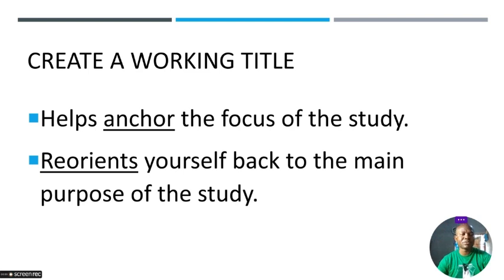Now, creating a working title will help you to anchor on the focus of the study. It just gives a very broad overview of what you actually want to cover. It will help you to anchor to that particular focus on the title. Again, it's important to have such a concept to reorient you back to the main idea or the purpose of your study.